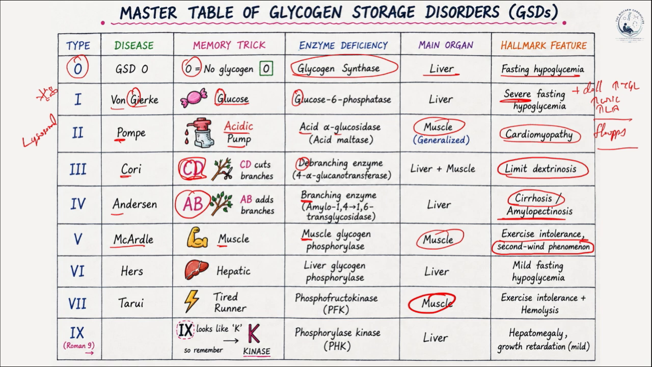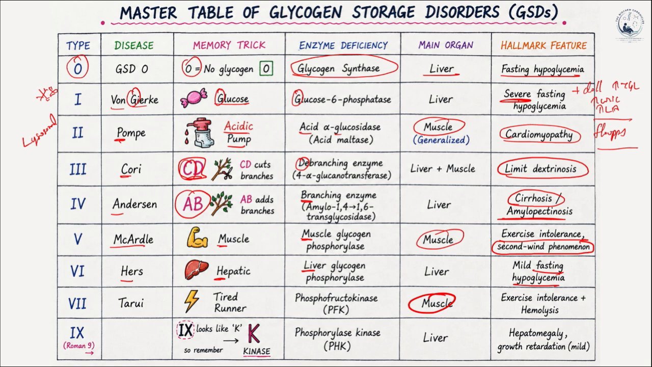Then is your Hers disease, type 6, H for Hers, H for hepatic, hepatic means liver. So the defective enzyme is liver glycogen phosphorylase. Liver means what is the common symptom? Fasting hypoglycemia. So here you have mild fasting hypoglycemia.